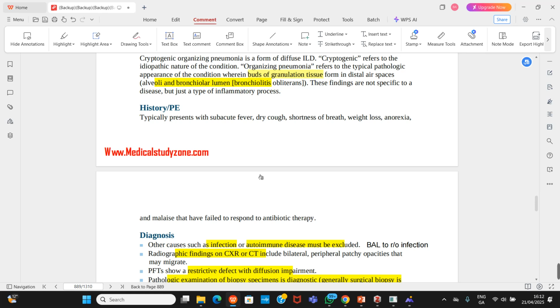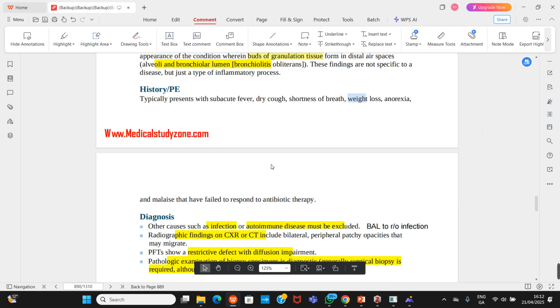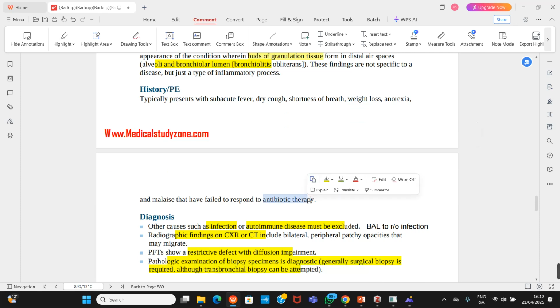They can present like pneumonia, so they will have a presentation that's very similar to pneumonia. But how you are going to know that it is not pneumonia is when you start giving them antibiotics and they are not responding. So somebody comes to us complaining of fever, dry cough, shortness of breath, weight loss, anorexia, and malaise. You think, okay, maybe this person has pneumonia. I will now give antibiotics because of the fever, and the person doesn't respond. We have a high index of suspicion for COP.